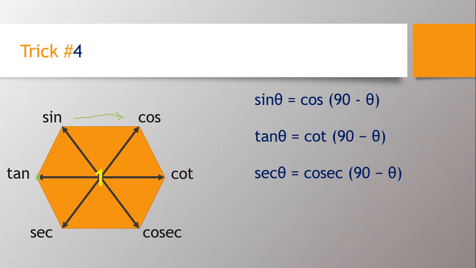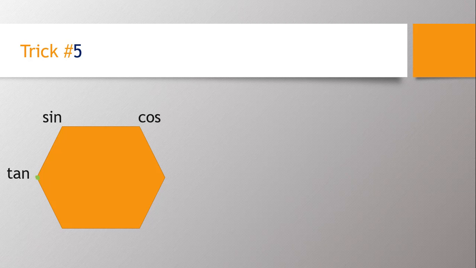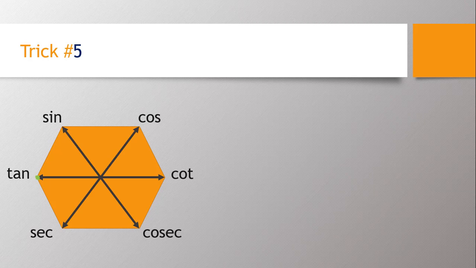Let's start with another trick. Here again we draw the hexagon and we write the trigonometric function tan on this vertex. Tan is equal to sine over cos. Opposite tangent we have to write cotangent, and then all c's come together, so here we have to write cosec, and then we are left with just secant, and then drawing the diagonals, writing one at the center.